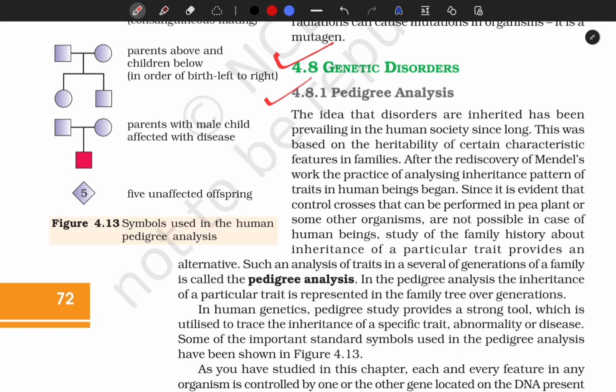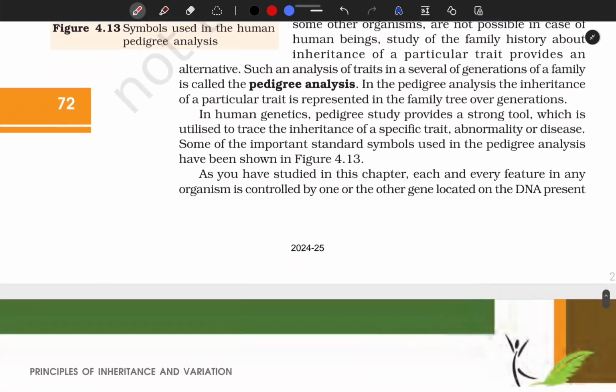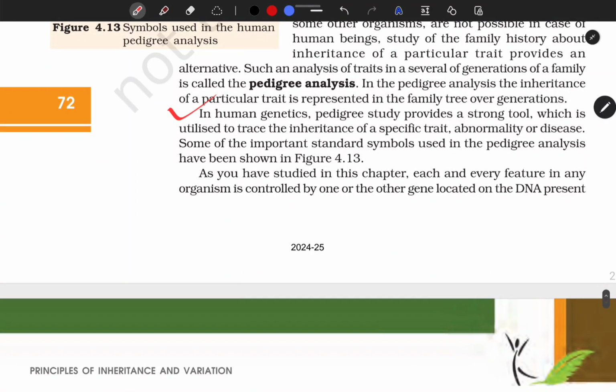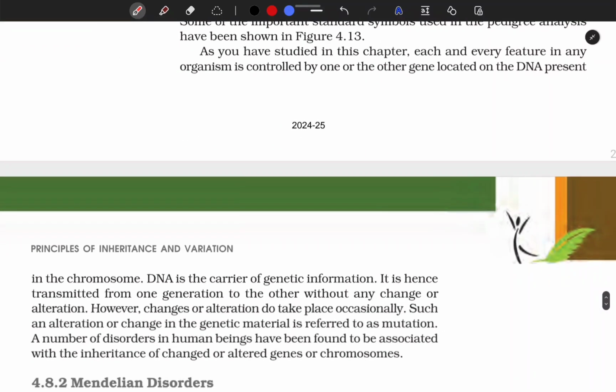In the pedigree analysis, the inheritance of a particular trait is represented in the family tree over generations. In human genetics, pedigree study provides a strong tool which is utilized to trace the inheritance of a specific trait, abnormality, or disease. Some of the important standard symbols used in the pedigree analysis have been shown in figure 4.13.